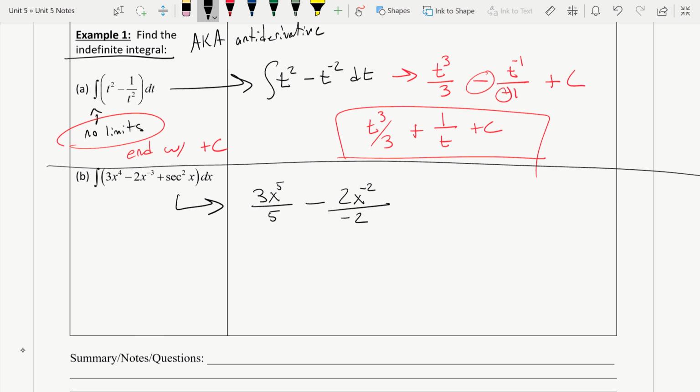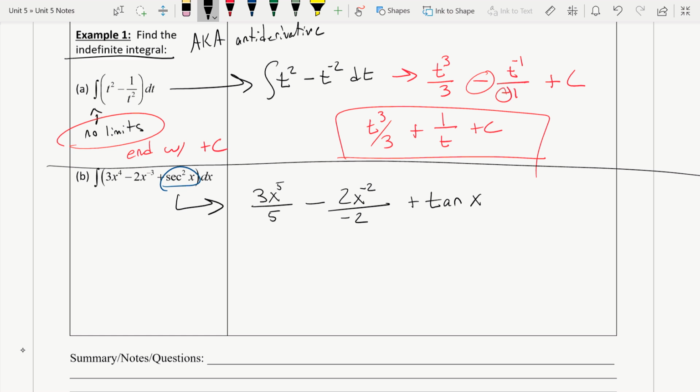And then, secant squared. It's easy to see the squared and get scared. Squared, scared. That was not intentional. I'm sorry. This is an antiderivative rule. You've seen it a few times here. Remember, that is the derivative of tangent of x. So if we're going backwards, then the antiderivative of secant squared would be tangent of x.